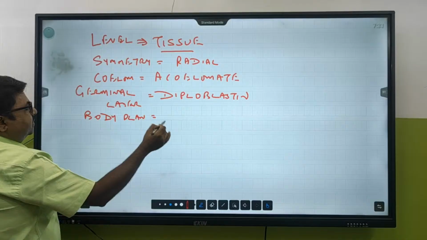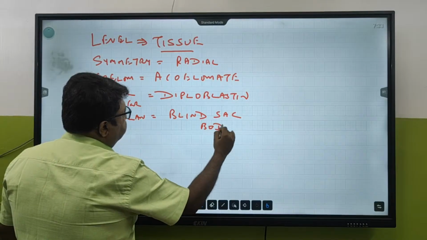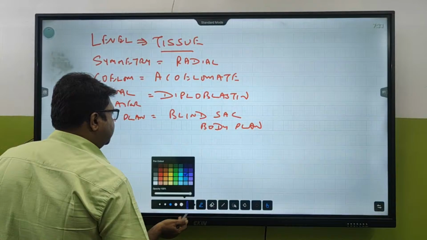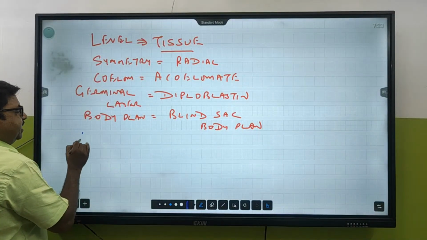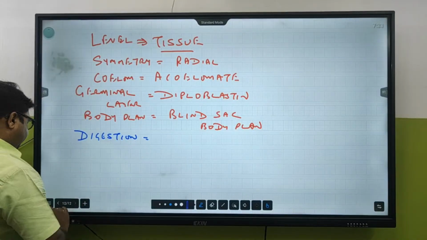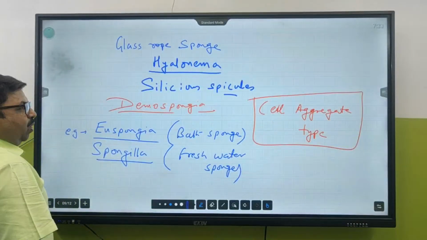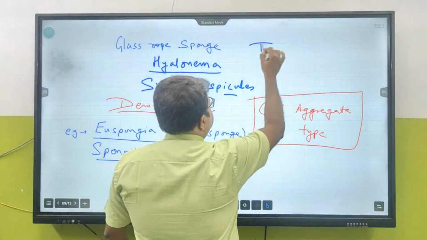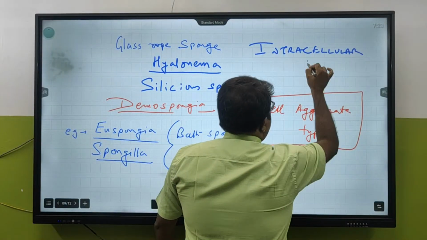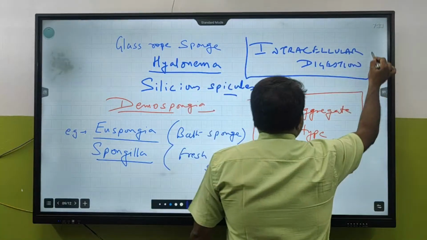What is the body plan? Blind sac body plan. Give me some more information about it. What kind of fertilization? What kind of digestion? Intracellular or extracellular? Okay, we have missed on the point. In porifera, what kind of digestion is shown by them? Intracellular digestion.